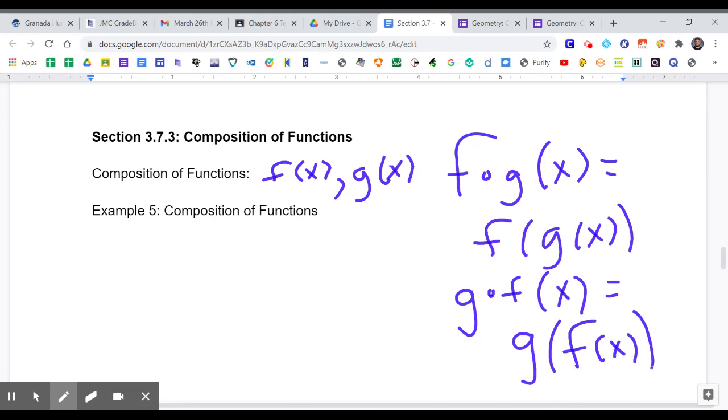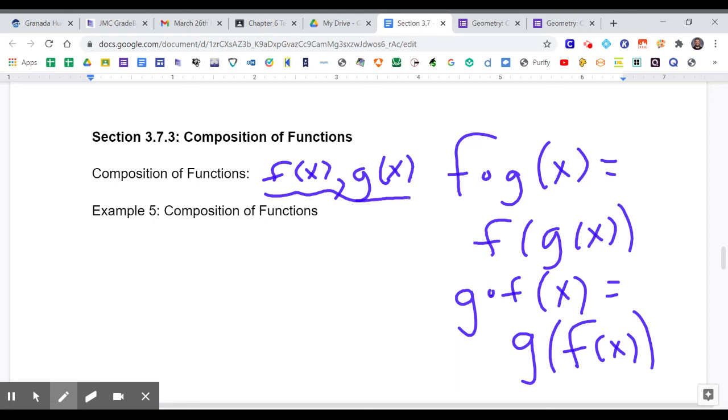Now, why would we want to know how to evaluate, or how would we want to know what to do with one of these? Well, sometimes when we have two defined functions, our final product is going to change based upon what something else did.